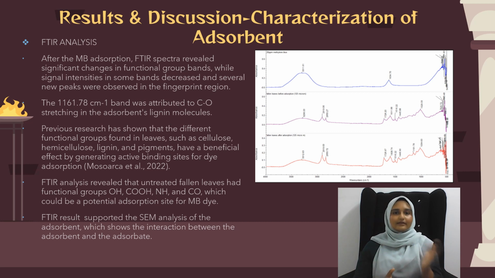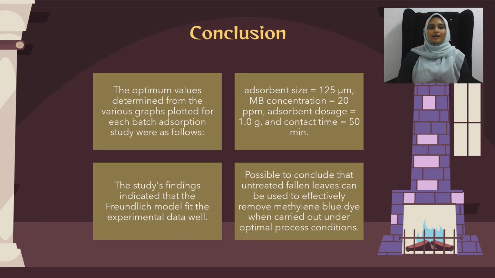In a nutshell, the FTIR results supported the SEM analysis of the adsorbent, which shows the interaction between the adsorbent and the adsorbate. So as a conclusion, the optimum values determined from the various graphs plotted from each of the batch adsorption studies were adsorbent size 125 micrometer, methylene blue concentration 20 ppm, adsorbent dosage 1.0 gram, and contact time 15 minutes. This study's findings indicated that Freundlich fit the experimental data well. As a result of all the experiments, it is possible to conclude that untreated pandan leaf can be used to effectively remove methylene blue dye when carried out under optimal process conditions.